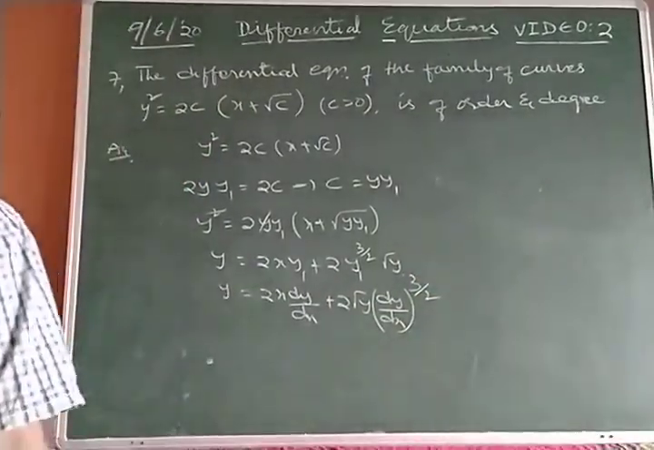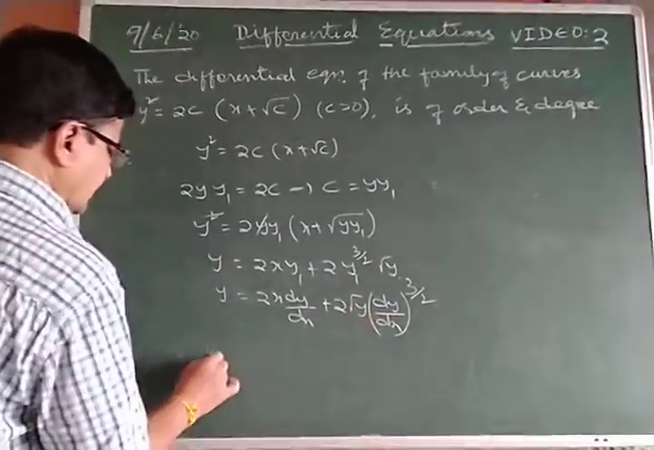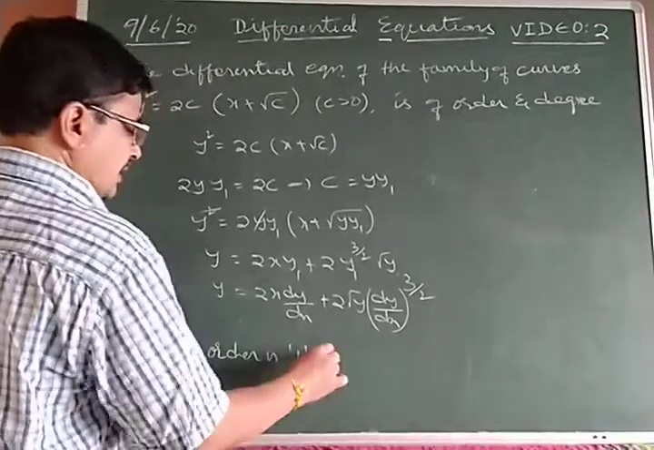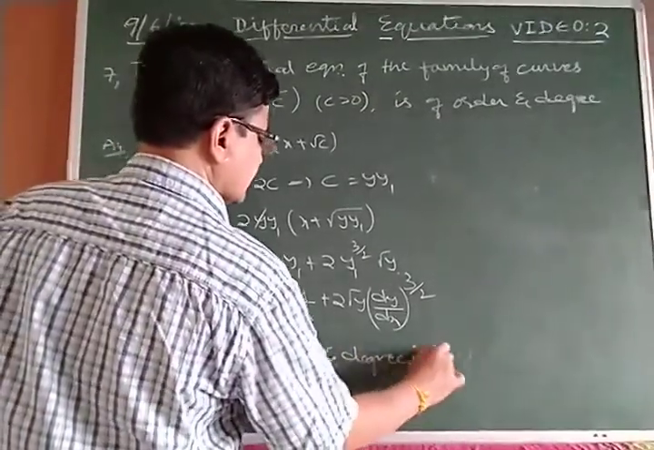Here the order of the differential equation is, dy by dx, order is 1 and the degree is 3.